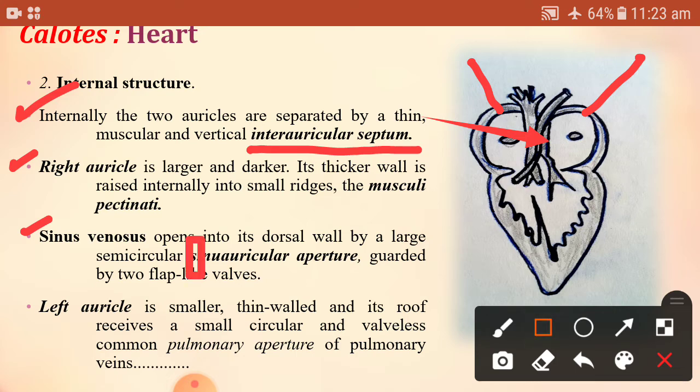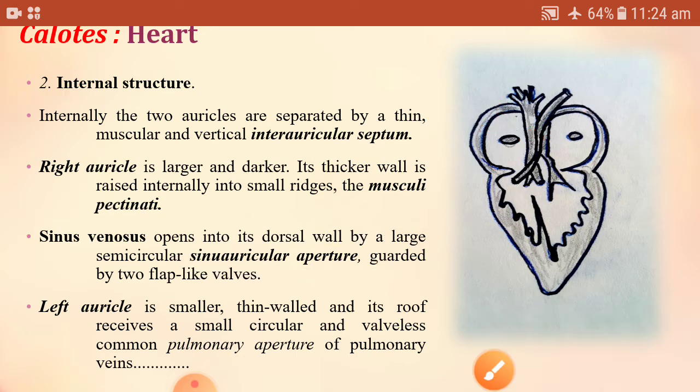sinoauricular aperture. So the sinoauricular aperture is the aperture by which the sinus venosus opens into the right auricle, and here we can find this aperture in the diagram. This aperture is guarded by two flap-like valves to prevent the backward flow of the blood.